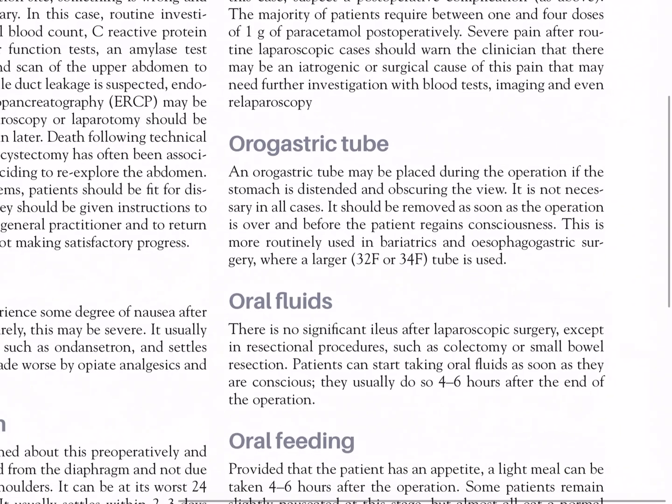Orogastric tube. An orogastric tube may be placed during the operation if the stomach is distended and obscuring the view. It is not necessary in all cases. It should be removed as soon as the operation is over and before the patient regains consciousness. This is more routinely used in bariatrics and esophagogastric surgery, where a larger 32 French or 34 French tube is used.